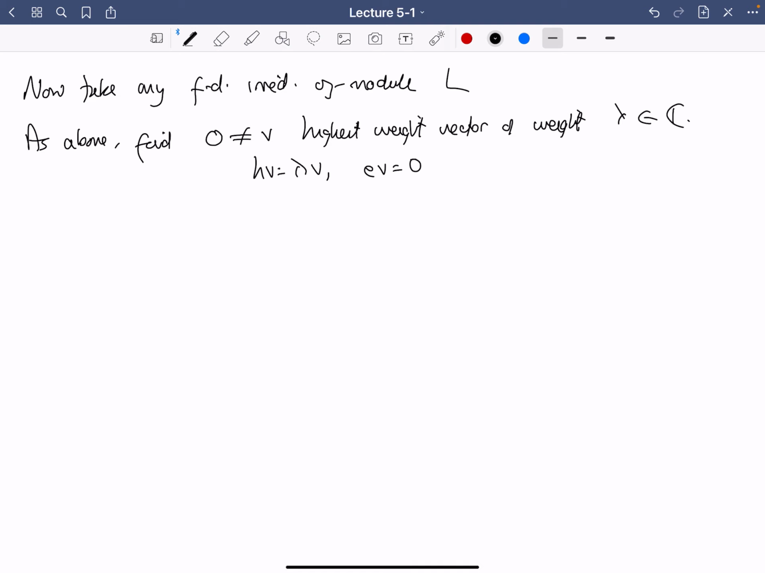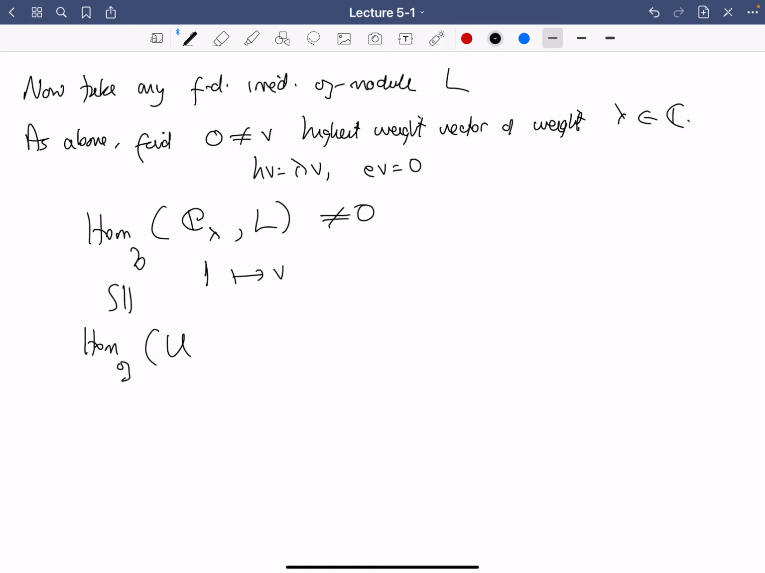So it follows that this space Hom over this Borel subalgebra B from C lambda to L is non-zero, there's a unique homomorphism sending 1 to V, because this is exactly saying that this vector V looks like the generating vector in that one-dimensional representation. But this is homomorphisms over B, or equivalently over the universal enveloping algebra. And so by adjointness of tensor and hom, it's the same as homomorphisms.